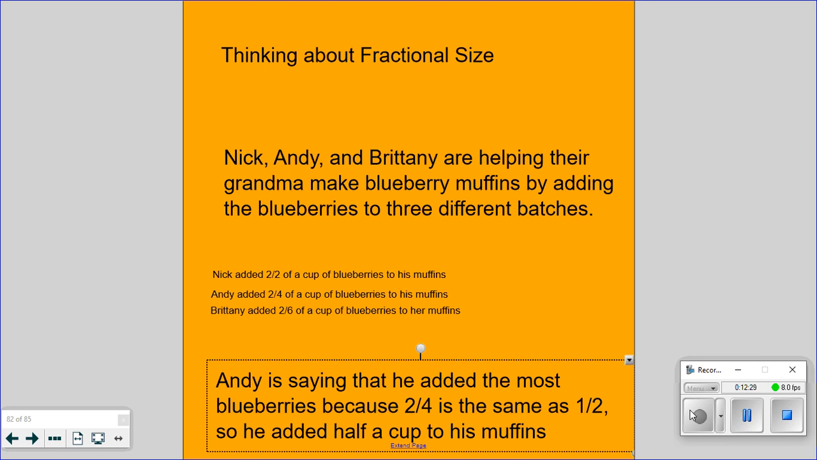Go for it, Brogan. Because 2/4 is bigger than 2/6. How do you know that? Because if you look over there. Nope, I'm not looking at my model. Think about it. How do you know that? Mason, how do you know that?